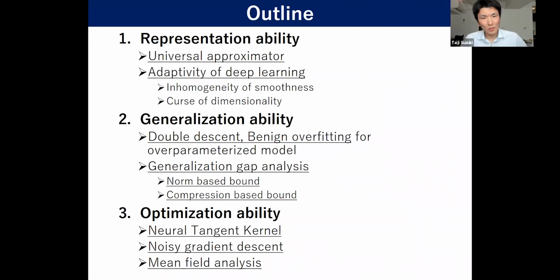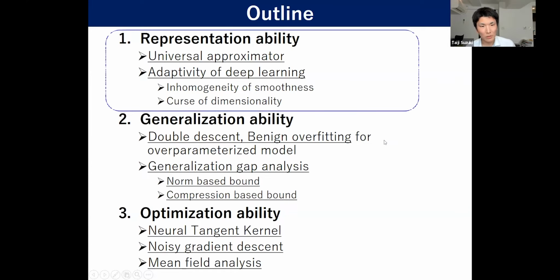So this is the table of contents of this tutorial. First, I will talk about the representability, next I will talk about generalizability, and then optimization ability. Today I will be able to talk until this category, here. Anyway, let's go into the first category, the representability.